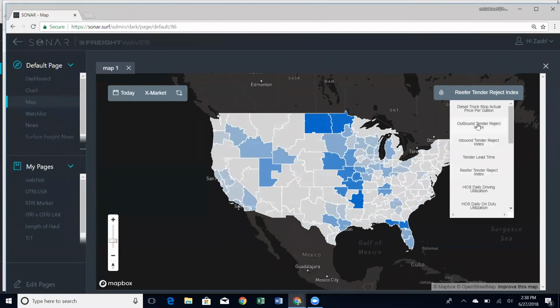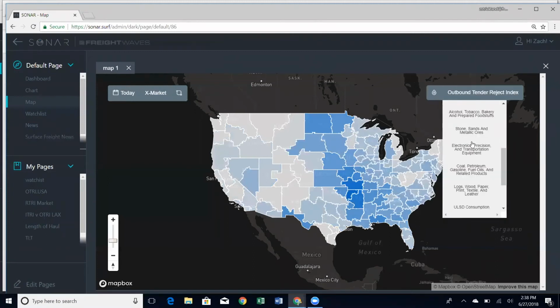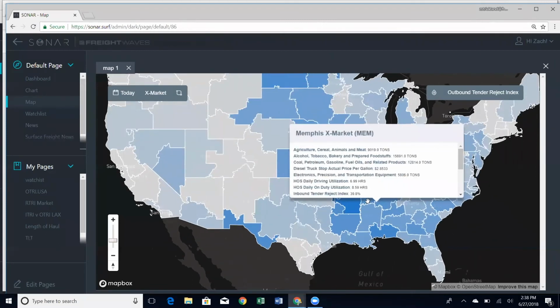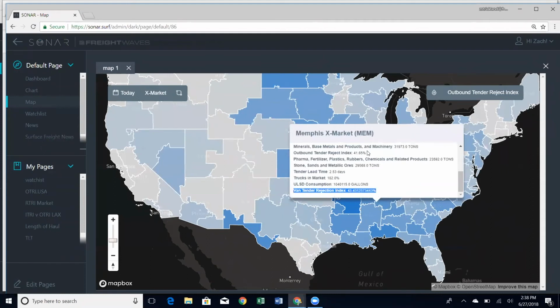Since last week, we've added the reefer tender reject index as well, and actually yesterday we added the van tender reject index as well, breaking these rejection indexes out by equipment. And of course, if you zoom in on this map function and hover over any of these regions, you have the ability to view not only the index that you have selected in the top right, but actually every data set that is available for that region of the country.